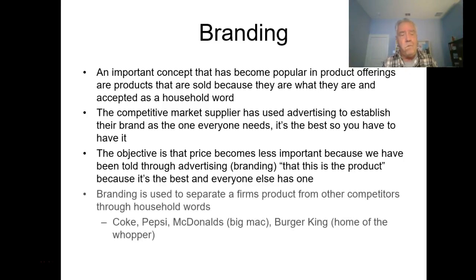So branding is used to separate a firm's product from other competitors. That is the purpose of branding. It's done through household words that they continually preach to you: Coke, Pepsi, McDonald's Big Mac, Burger King, home of the Whopper. These are terms and words that they use to brand their products because, again, they're in a competitive market. McDonald's and Burger King are selling the same product. They have to find a way to differentiate the two. And that's what branding is all about.